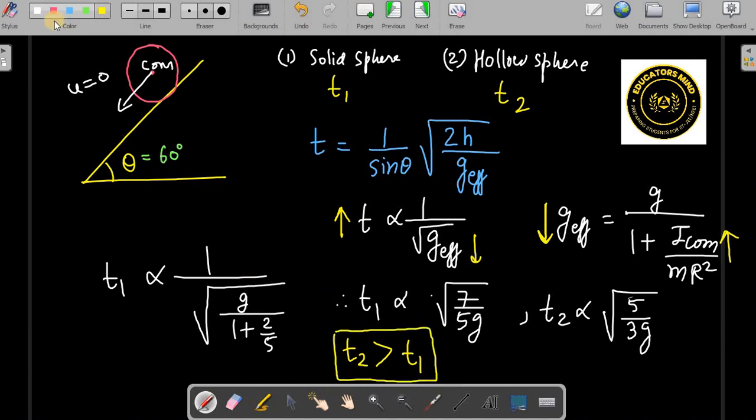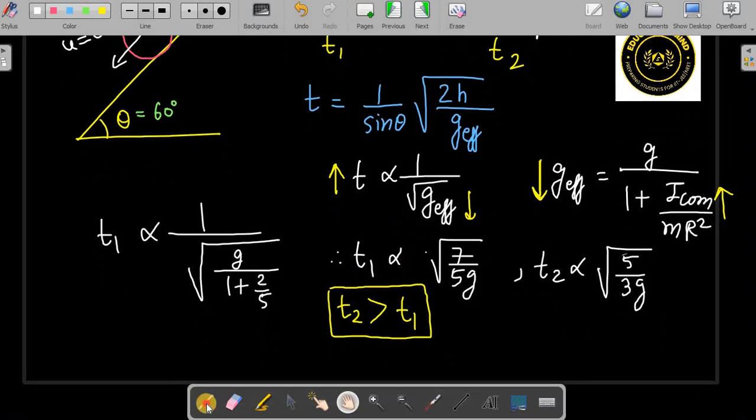Yes, that means for the solid sphere, this I will be smaller, 2 by 5. So if this I is smaller, this denominator term is smaller, then g effective becomes larger. G effective becomes larger, time to reach bottom will become smaller. So solid sphere will reach earlier. And here also you can compare. This is 7 by 5 and 5 by 3. You may compare it, right?